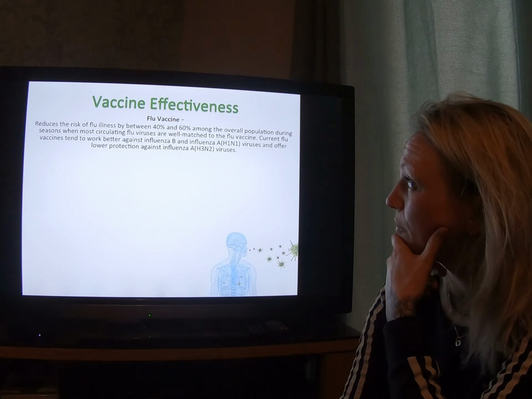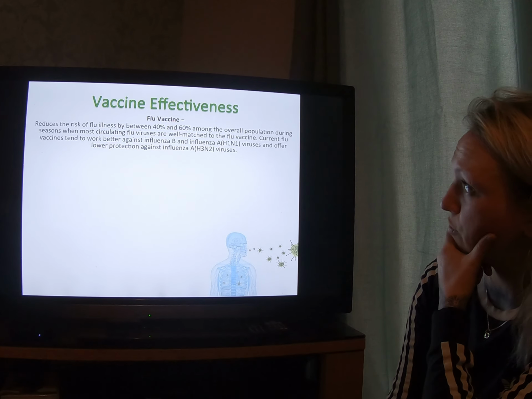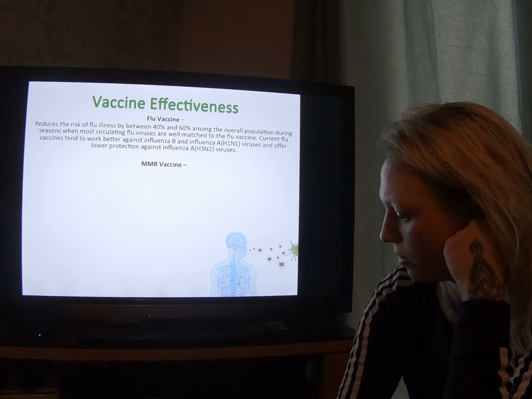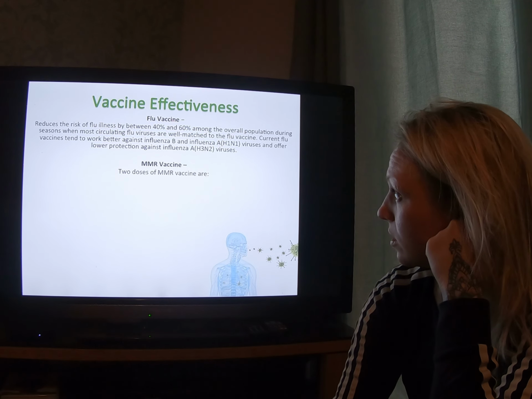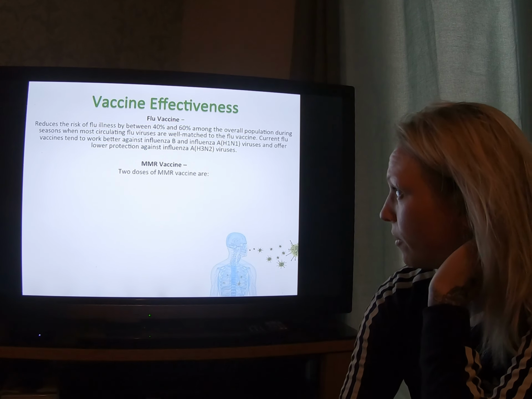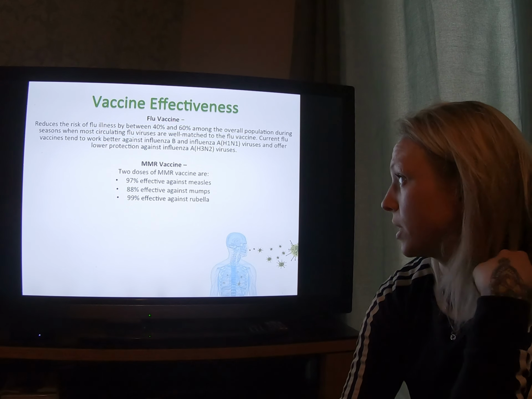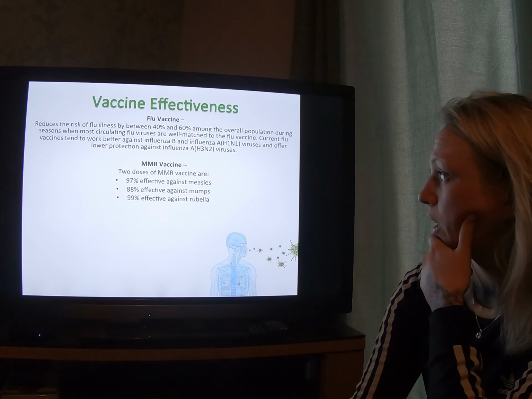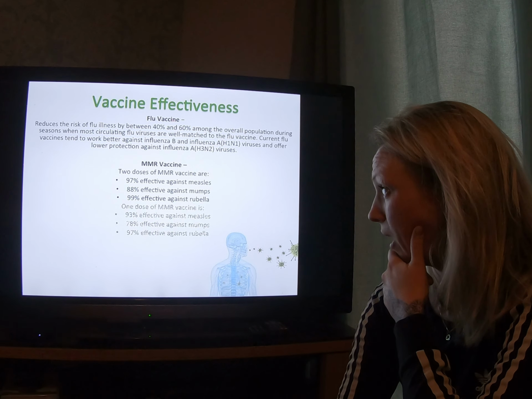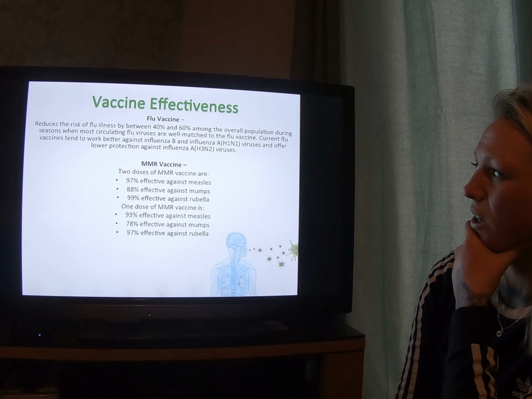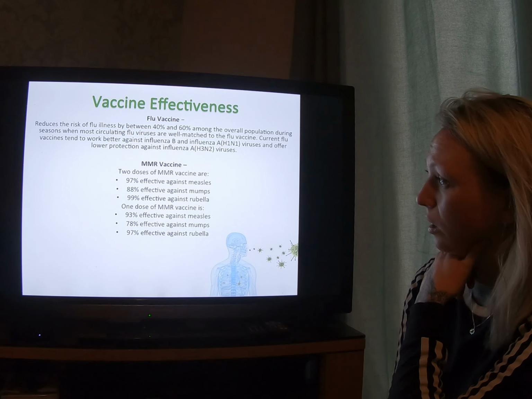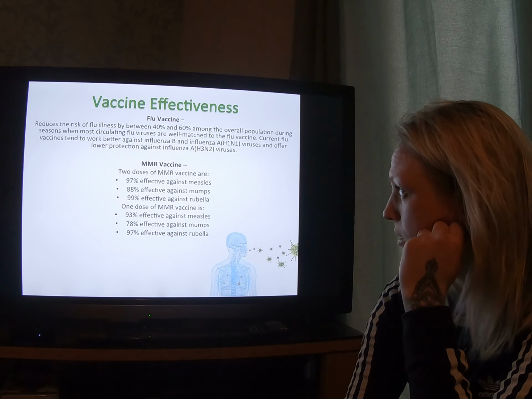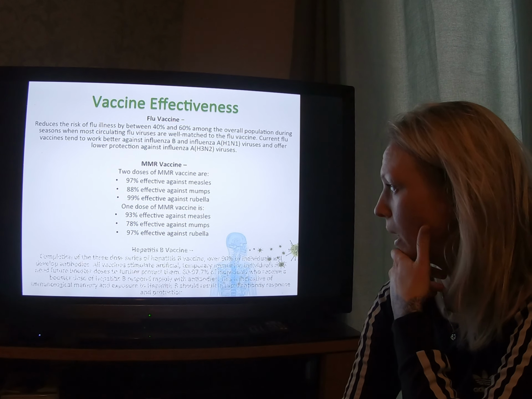So the effectiveness. The flu vaccine reduces the risk of flu illnesses by 40 to 60%. The MMR vaccine: 2 doses are 97% effective against measles, 88% against mumps, and 99% against rubella. With 1 dose, it drops slightly, but not massively. You've got 93% against measles, 78% against mumps, and 97% against rubella.